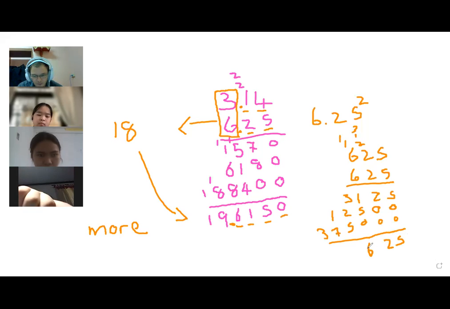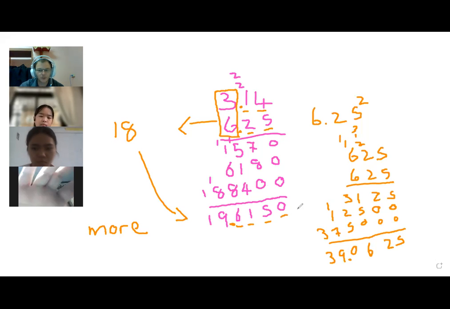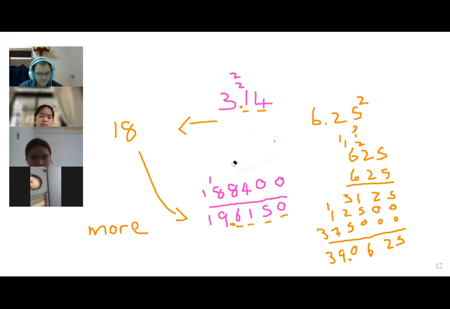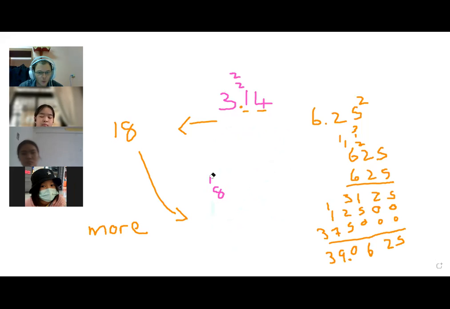Now we add 5, 2, 6, 10, 9, 3. 1, 2, 3, 4. 39.0625. So now we have to change our multiplication here, because we forgot to put the radius squared.